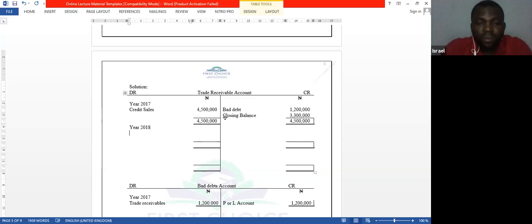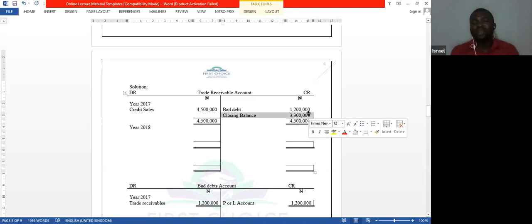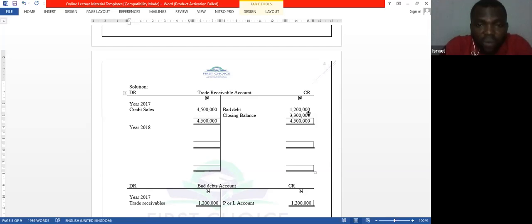Your closing balance here will not be your opening balance. If you are sleeping with 10,000, the following day you wake up with 10,000. That 10,000 will be the starting amount that you are going to use for that day. So the closing balance of last year will be the opening balance for the next year. So we have that to be the closing balance, and that to be the opening balance here in year 2018. And that will be 3,000.